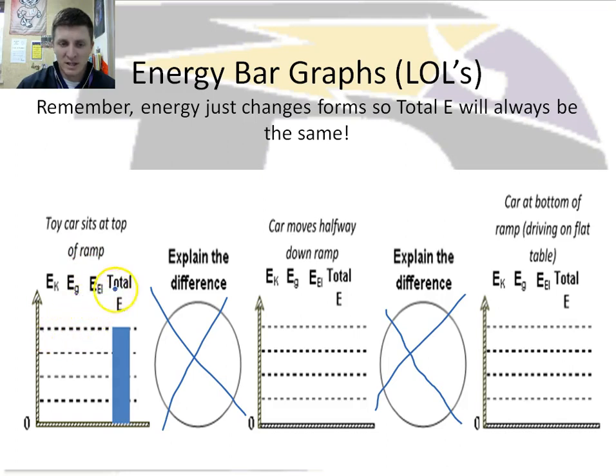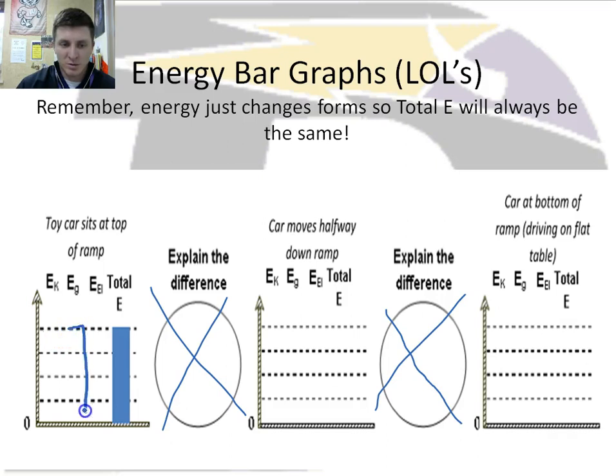So let's say that we have 4 bars of energy here when the car is sitting on top of a ramp. The type of energy that we have is gravitational potential energy. And we know that if energy changes forms, the sum of all energy at the beginning is going to be equal to the sum at the end. Here, this is all gravitational potential energy.